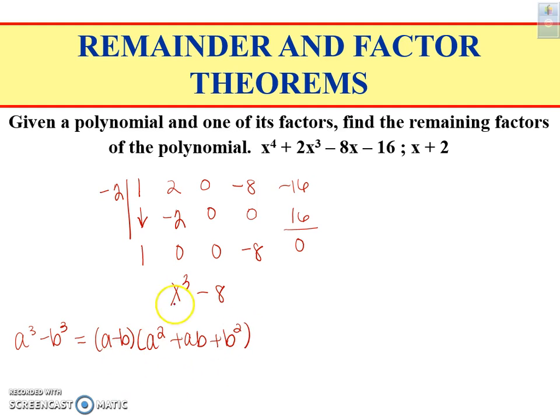So all I need to know is what the cube root of each of those two terms is. So a is going to be equal to x, and then b is going to be equal to 2. So writing it in this formula, I get x minus 2 times x squared plus 2x plus 4.